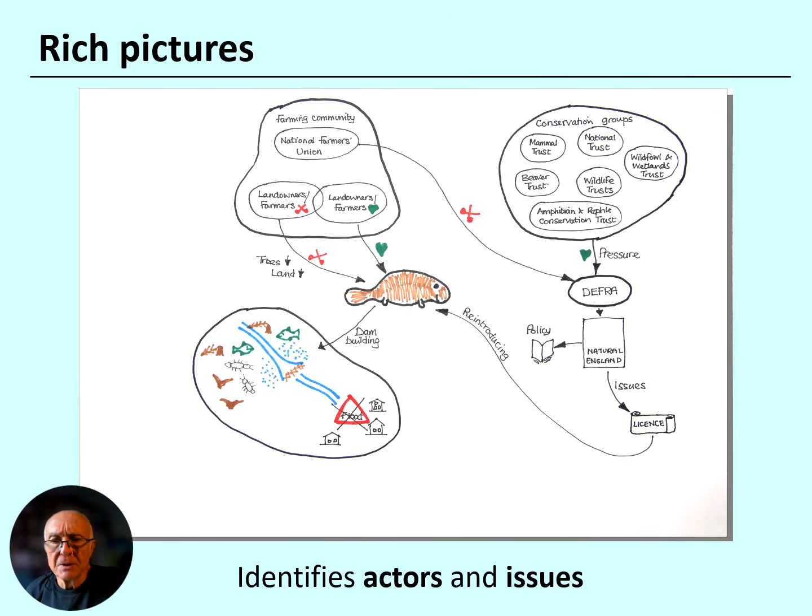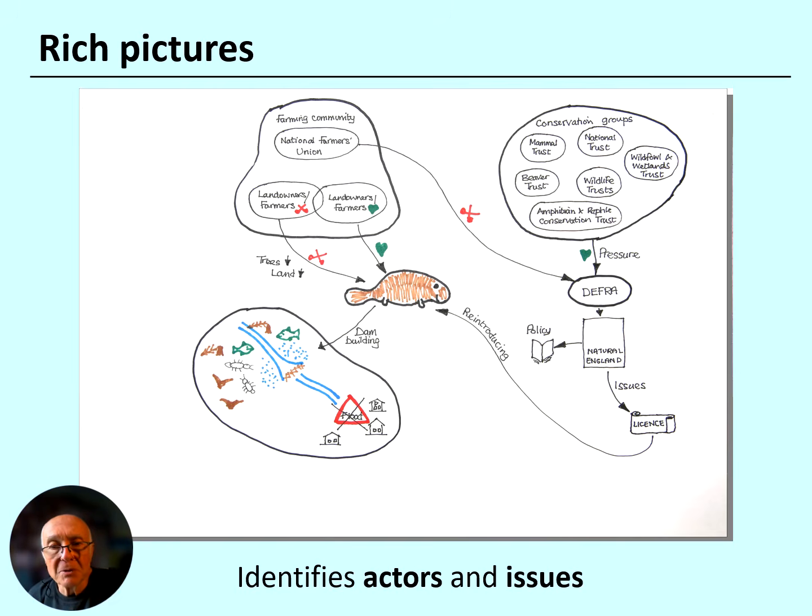Who else? Okay, there's the farmers, there's the landowners, the people who own the land. Here the situation is a little bit more complicated. There are some landowners who are in favour of beaver reintroduction, the green heart landowners, but there are also landowners who are against the reintroduction because it makes them lose agricultural land. It chops down trees. These are issues, and so I've indicated that by a red crossed sword symbol.